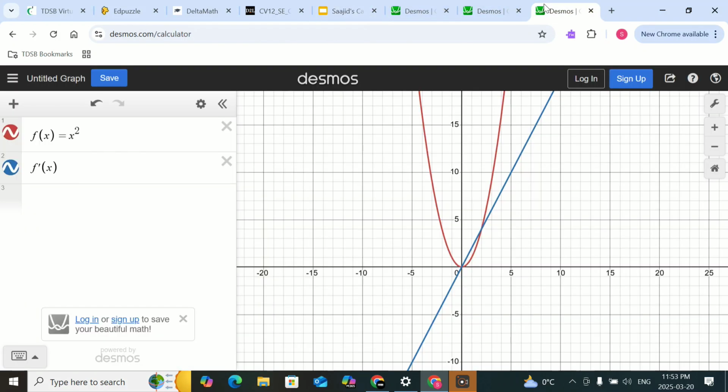Let's look at a graph of this. So here we can see f of x is equal to x squared has a minimum at x is equal to 0 right here. And f prime of x is equal to 2x. And it changes from negative here to positive.